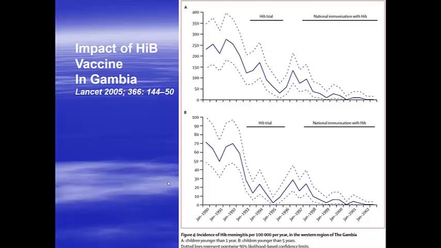So looking globally, if we look at the Gambia, here's the impact on Haemophilus influenza type B with the introduction of the national immunization program. You can see the population normalized rates just going down over time.